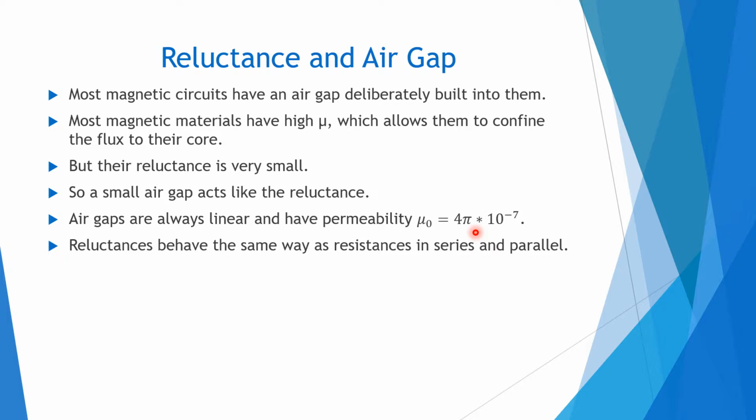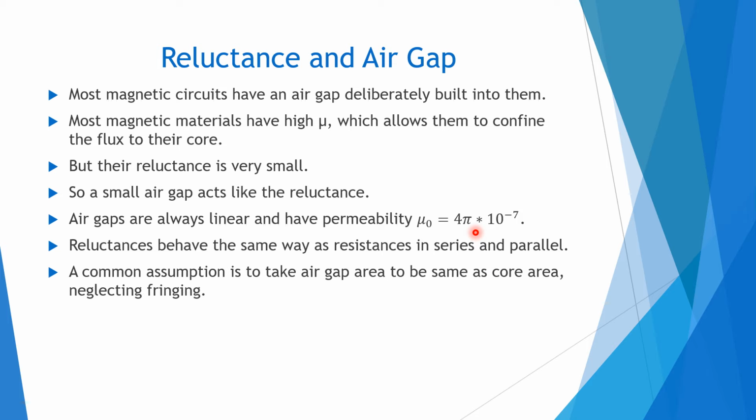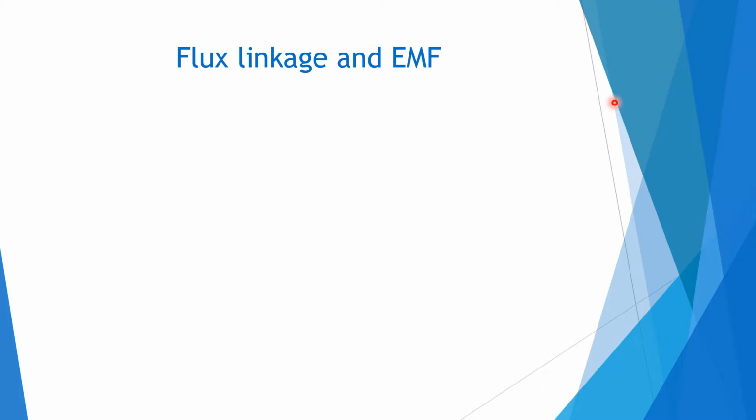Now reluctances behave like resistances when you add them in series or parallel. You could use those formulas in these circuits, and a common assumption is to take the air gap area that we have introduced equal to the area of the core. Although this is only applicable for small air gaps, because we are neglecting the fringing around those air gaps, right?